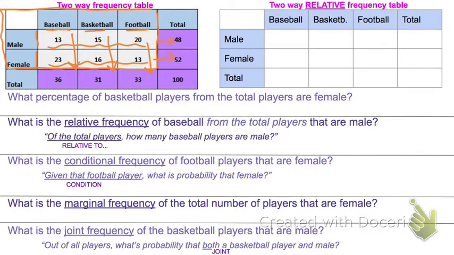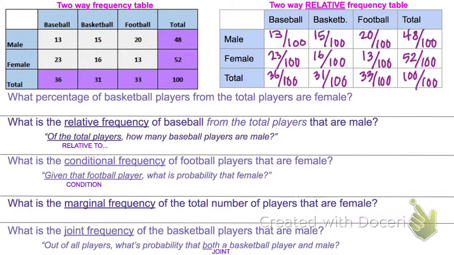Now you can use that two-way frequency table to create a relative frequency table. What that is saying is you're taking that number and presenting it relative to the total. So in this case, there are 100 total players. So the relative frequency for baseball and male would say 13 out of 100. And you can change that number to a decimal or a percent. I'm just going to use the fraction form. Now let's go through these questions calculating the frequencies using this data.